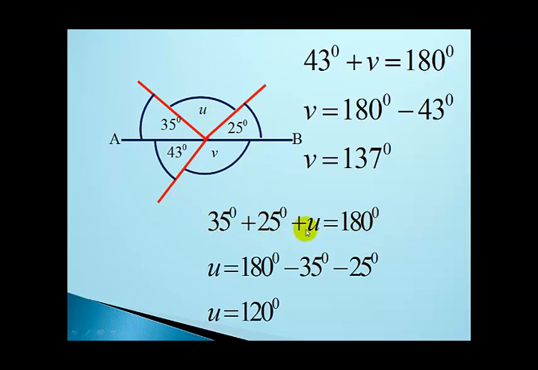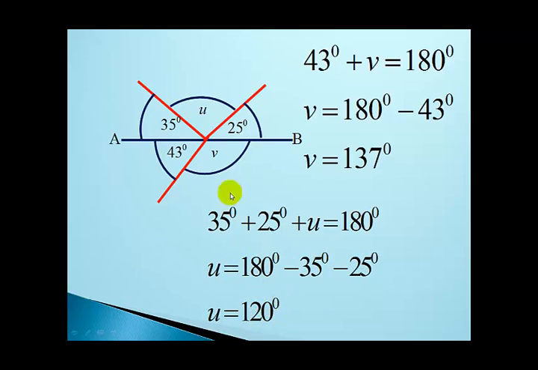Now because we are solving for U, we have to group all the angles on the right hand side. And so 35 degrees on the left hand side becomes minus 35 degrees on the right hand side, and 25 degrees on the left hand side also becomes minus 25 degrees on the right hand side. Now U is equal to 180 degrees minus 35 degrees minus 25 degrees. And the value of U is equal to 120 degrees.